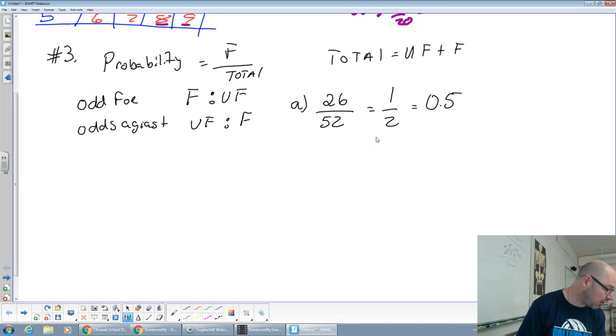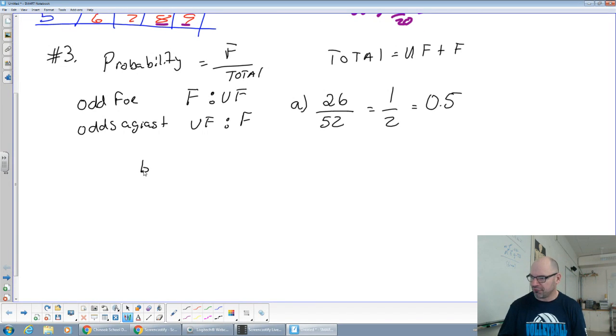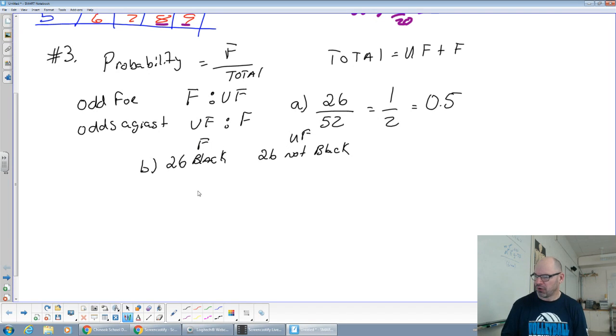Okay, determine the odds in favor of a card being black. So we have 26 black and 26 not black, or red if you like. So this is favorable, this is unfavorable. So the odds in favor are 26 to 26. If you reduce that, that's 1 to 1. Okay, so odds are different.